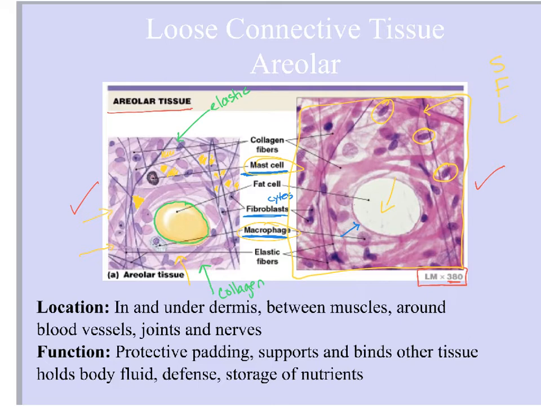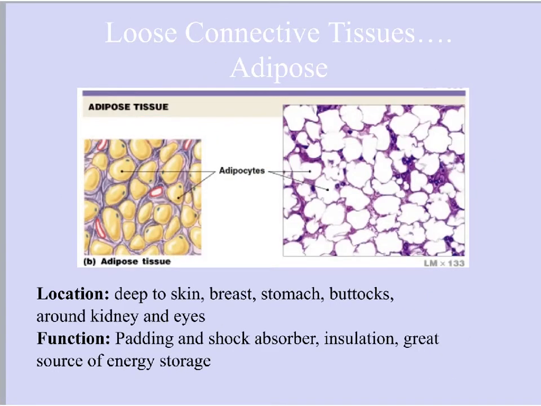Real quick, the second type of loose connective tissue is what we call adipose tissue. And first we'll cover its structure, then location, and then its function.